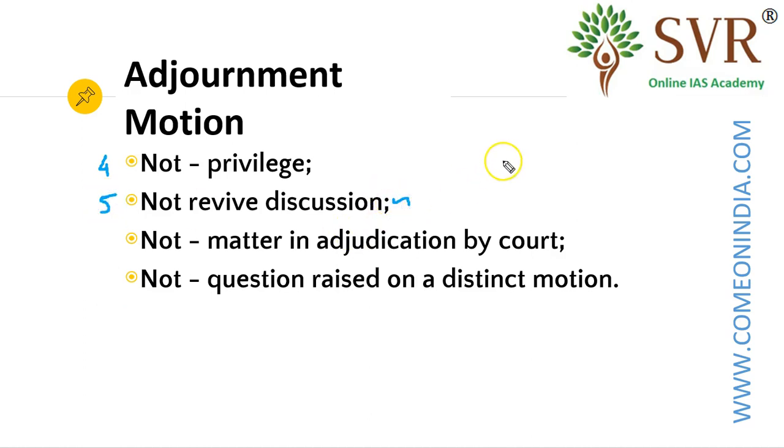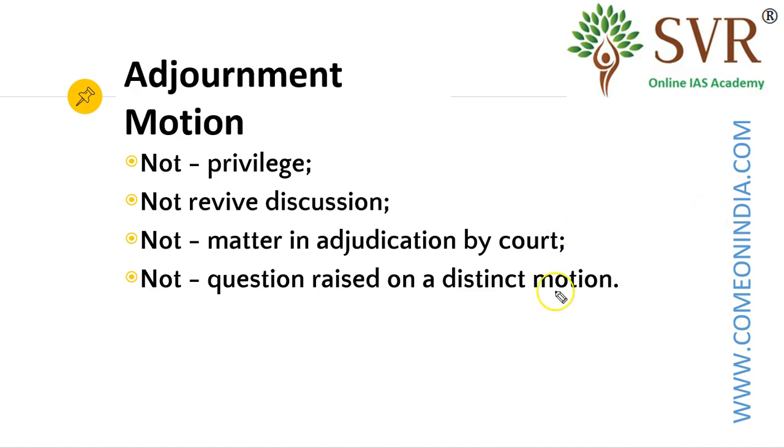That is, suppose a case is discussed in the same session itself, then in such cases the adjournment motion cannot make or ask to revive the discussion of the same matter again and again. So it is one of the important restrictions placed on the movement of the adjournment motion. And then the adjournment motion should not raise questions regarding matters which are under the adjudication of a court. That is, it includes both the Supreme Court as well as the High Courts of the states.